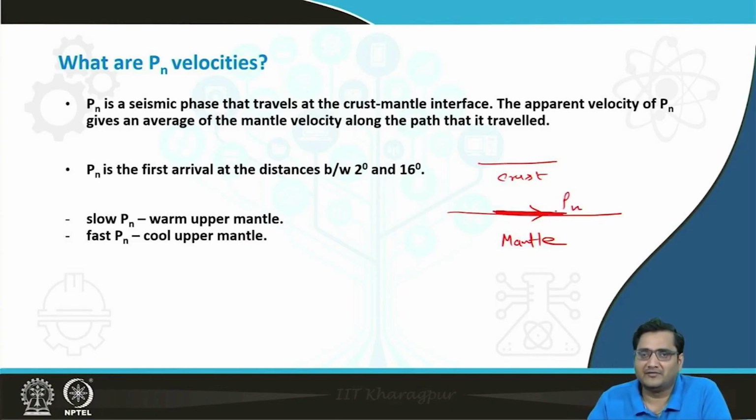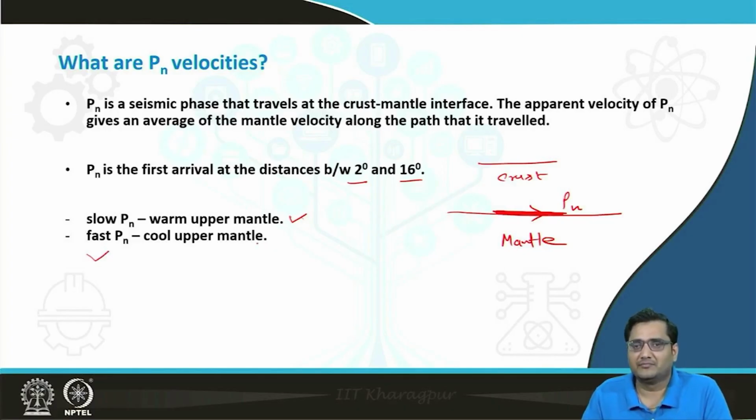These P head waves are generally observed when the source is at a distance between 2 degrees and 16 degrees, that means the source should be away from the receiver at a distance of 2 degrees or more, and less than 16 degrees. When the Pn velocities are slow, you can conclude that the upper mantle may be made up of warm material. When Pn velocities are fast, you may say that the upper mantle may be made up of material that has a lower temperature.